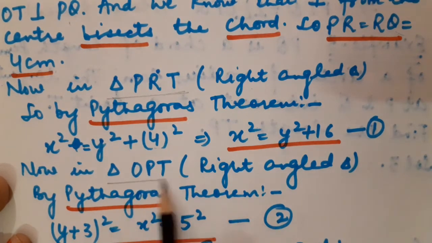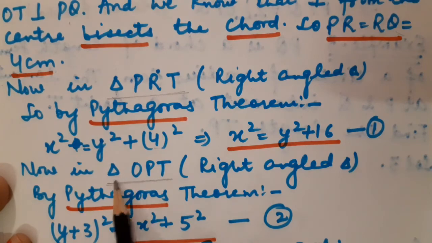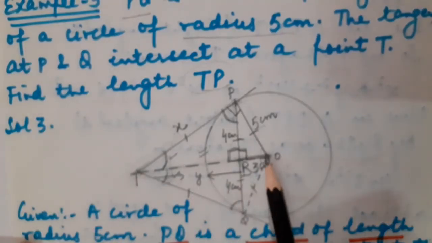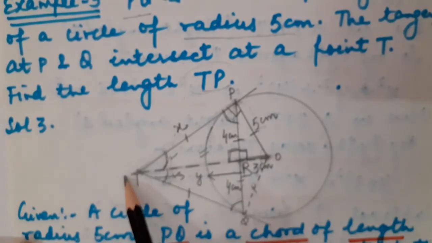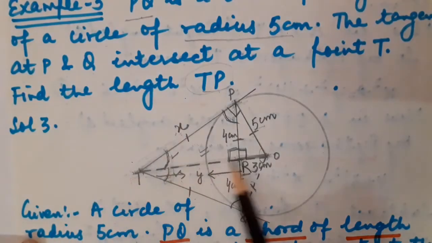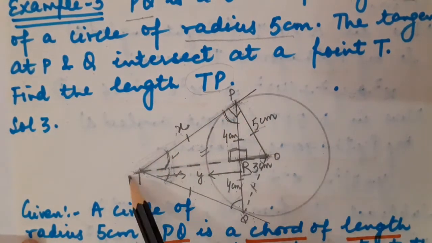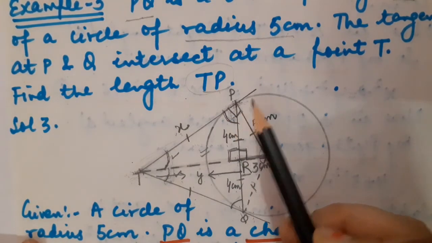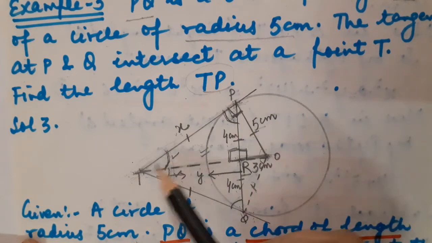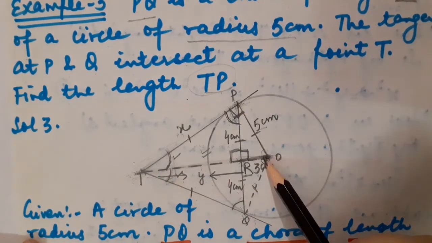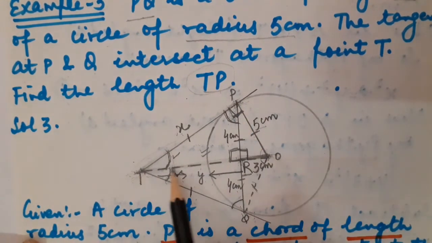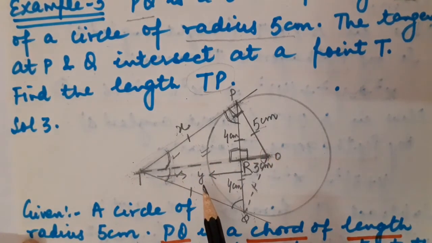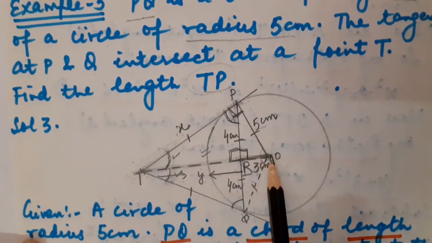Now children, I am going to take another right angle triangle, that is OPT. This bigger one, that is OPT. Fine. How did I come to know that this is forming a right angle triangle OPT? Because radius is perpendicular to tangent at the point of contact. So this angle, that is TPO, will be 90 degree and the side opposite of 90 degree will be the hypotenuse. So what is the hypotenuse? That is y plus 3, this complete side.